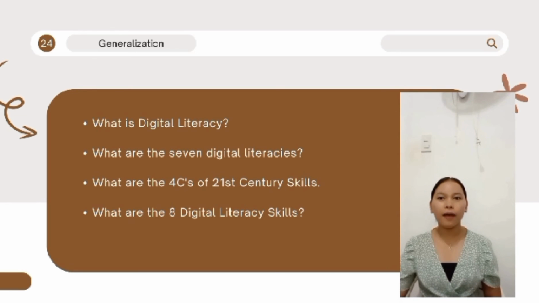So for my last question, what are the 8 digital literacy skills? Very good. So our 8 digital literacy skills are coding, collaboration, cloud software, word processing software, screencasting, personal archiving, information evaluation, and the use of social media. Very good, class. It seems that you are all listening.